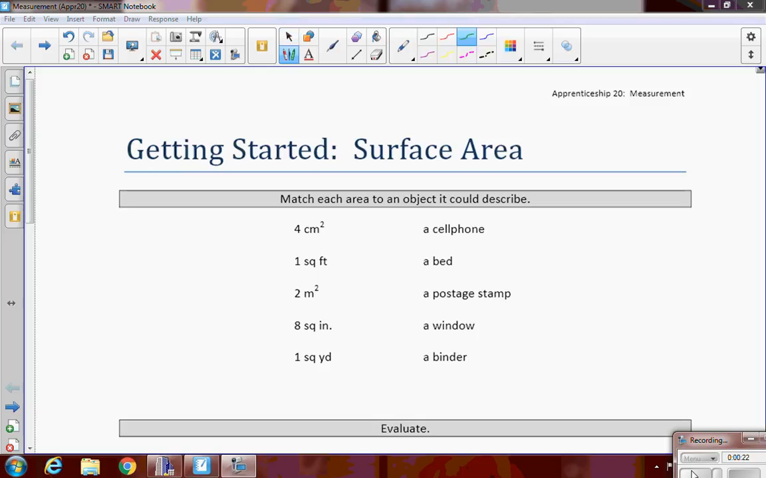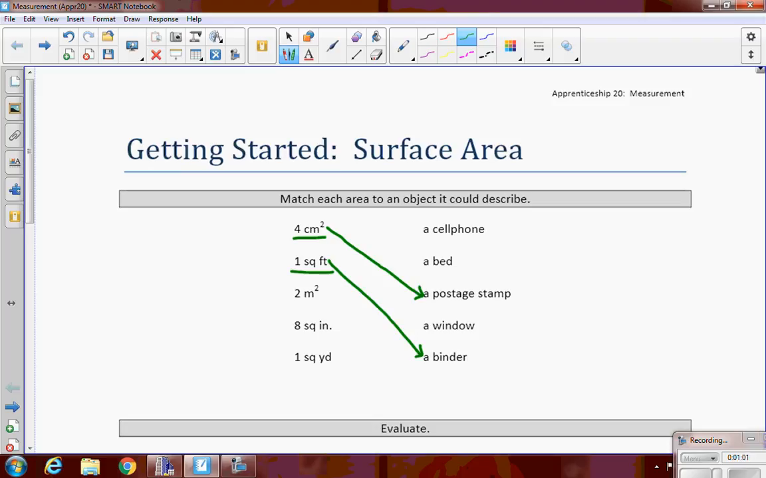Now, 4 square centimeters. A square centimeter is about the size of the end of your pencil. So if we were looking at something on this list, that would be 4 square centimeters. A postage stamp is probably the best object to describe that. 1 square foot, if you look down on the floor, there's some tiles usually on the floor of many schools. You can see those tiles are approximately 1 square foot. So something that would match 1 square foot would probably be about the size of a binder.